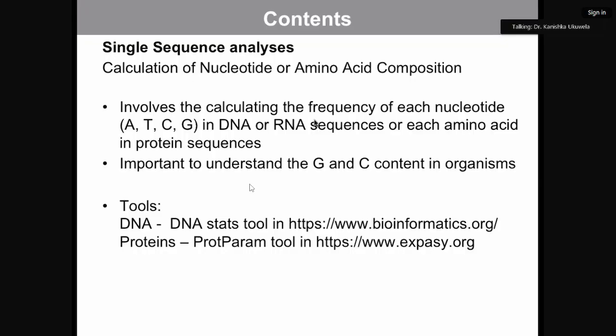For example, the GC content is different in mammals compared to organisms like reptiles and amphibians and others, because mammalian genomes have a higher GC content compared to other organisms. So what sort of tools can we use to look at the GC content? One tool is the DNA stats tool on the bioinformatics.org website. So we could just go to that.